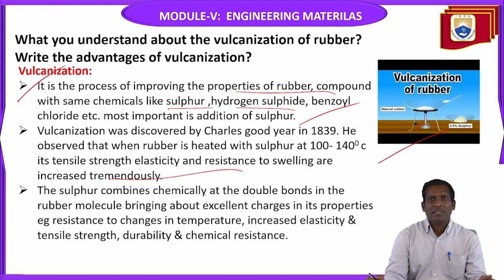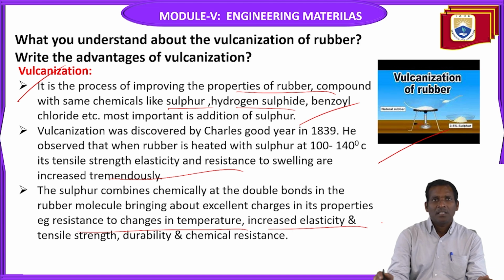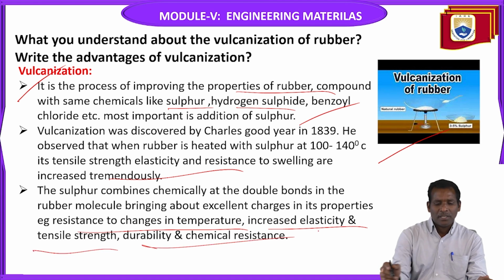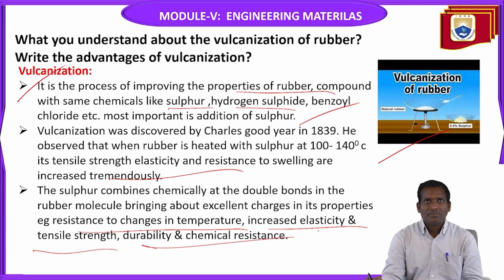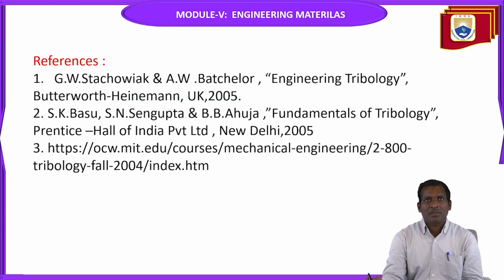The sulfur combines chemically at the double bonds in the rubber molecule, bringing about excellent changes in its properties. Example: resistance to changes in temperature, increased elasticity, and tensile strength, durability, and chemical resistance. These are the advantages of the vulcanization process.